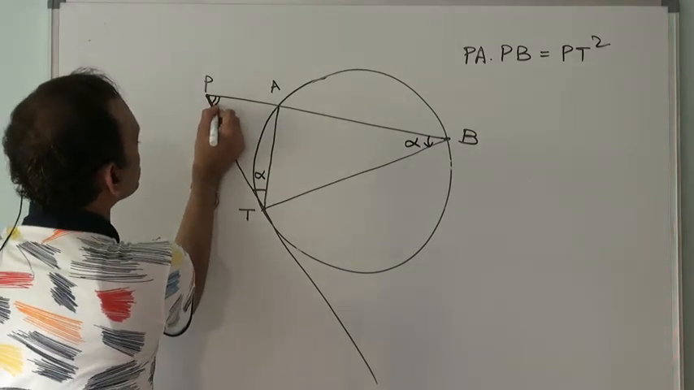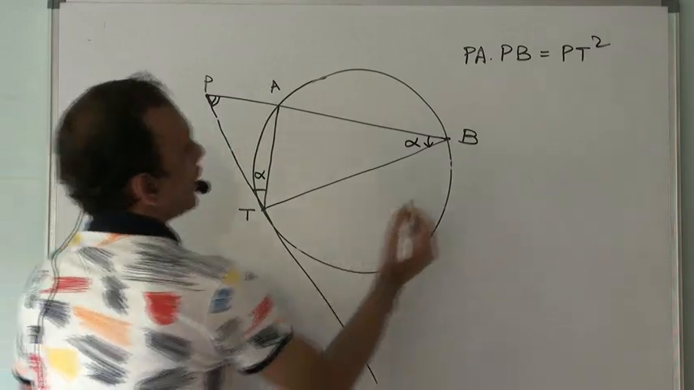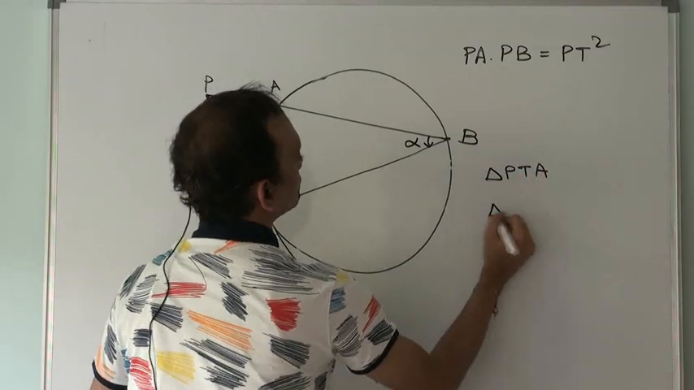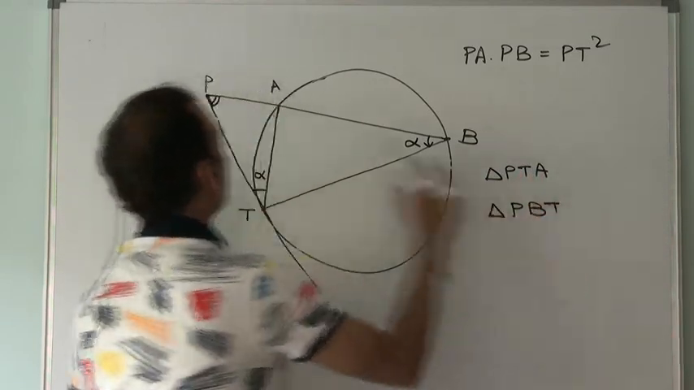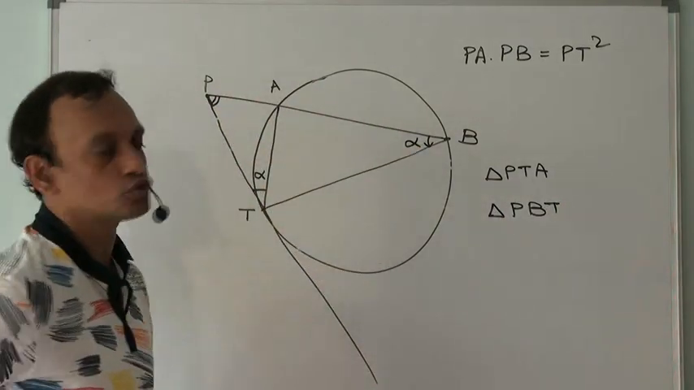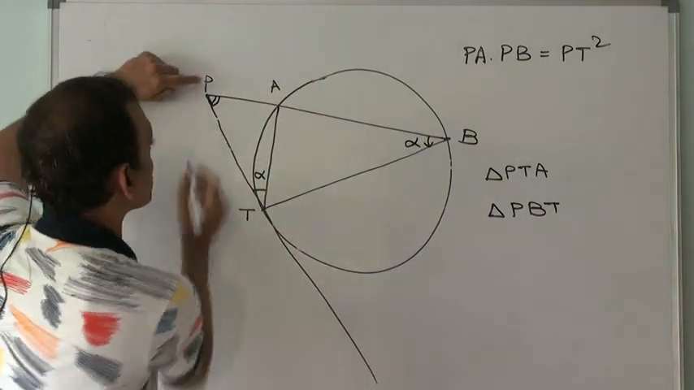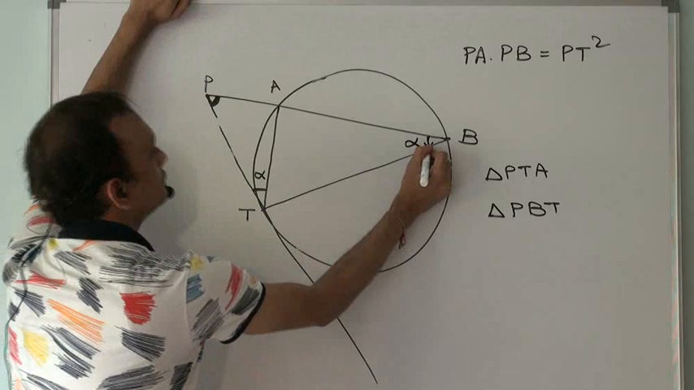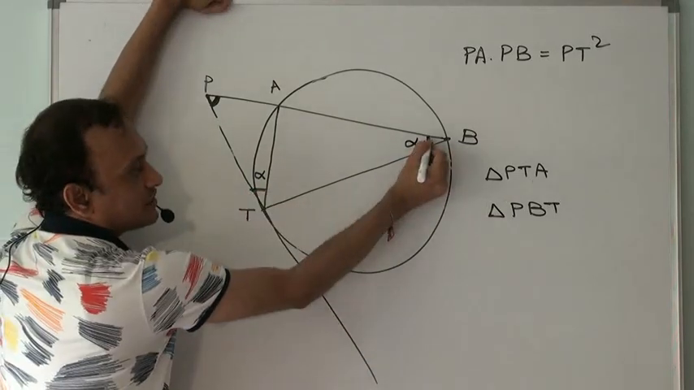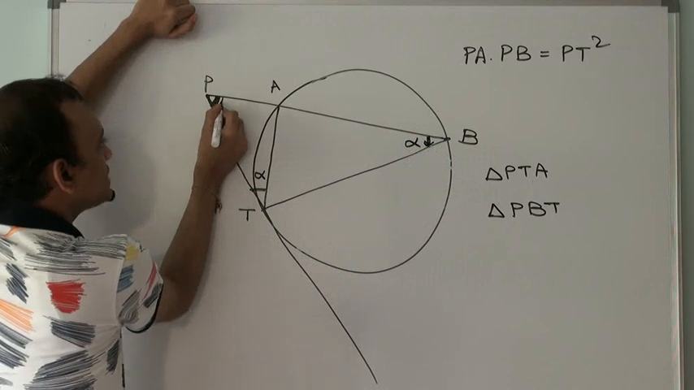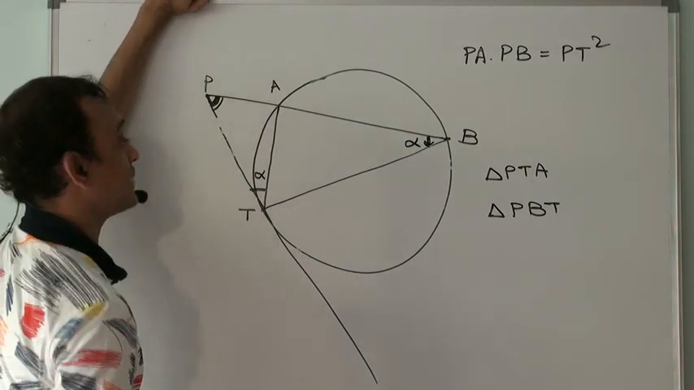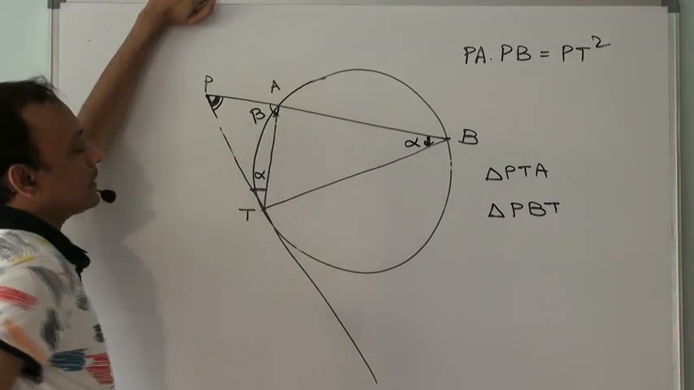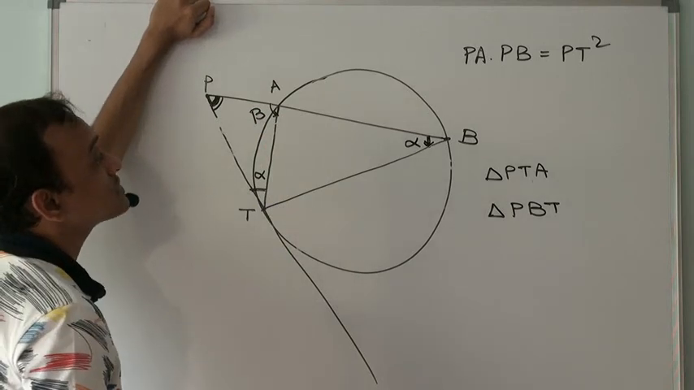This angle is common. I'm trying to compare triangle PTA and triangle PBT. PTA and PBT are the two triangles that I'm trying to compare. Now in the two triangles, this angle P is common to both. See, this angle of the smaller triangle is equal to this angle of the bigger triangle, and this angle is common to both, and therefore the third angles must also be equal, because if two angles are equal in a triangle, then the third angles must also be equal.